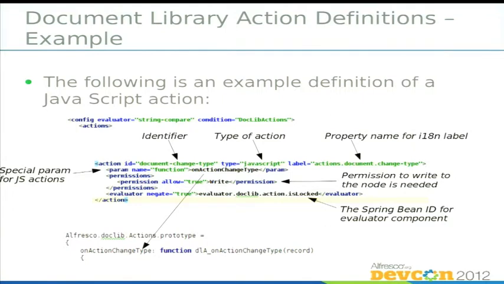And right, so if you have a JavaScript action, there is a special parameter. You can pass in lots of parameters, but this is a special parameter called function. It's going to point to what JavaScript function you want to call from this document library action. In this case, it points to one of the out-of-the-box Doc Lib Actions.